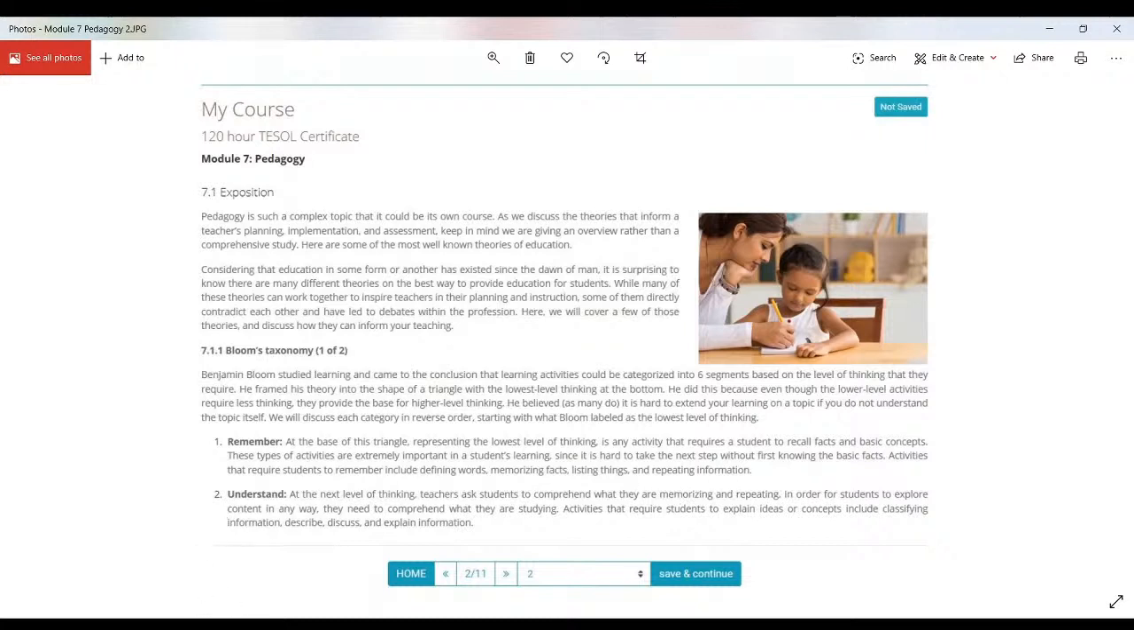Number 2, understand. At the next level of thinking, teachers ask students to comprehend why they are memorizing and repeating. In order for students to explore content in any way, they need to comprehend what they are studying. Activities that require students to explain ideas or concepts include classifying information, describe, discuss, and explain information.